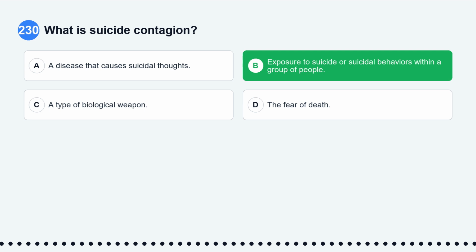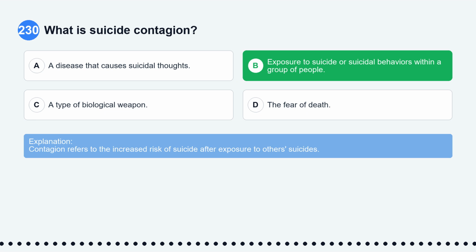The correct answer is option B. Exposure to suicide or suicidal behaviors within a group of people. Contagion refers to the increased risk of suicide after exposure to other suicides.